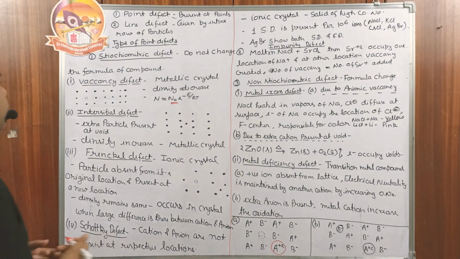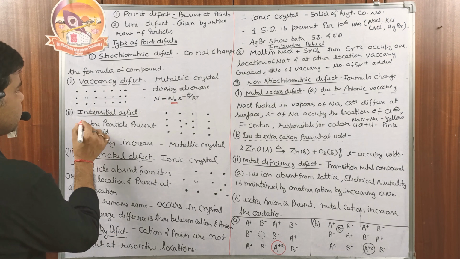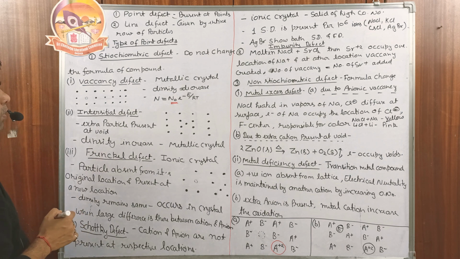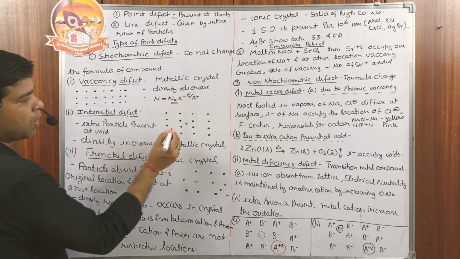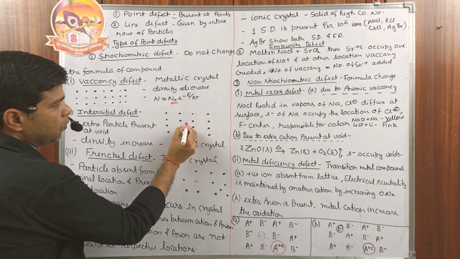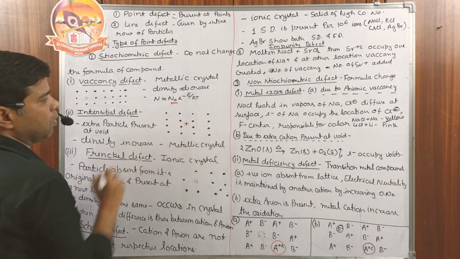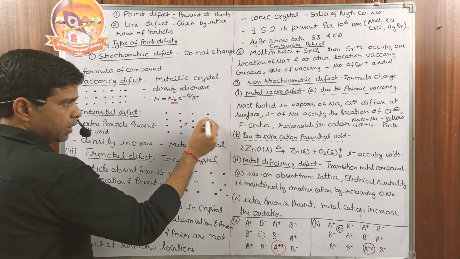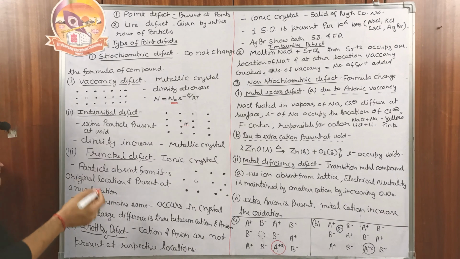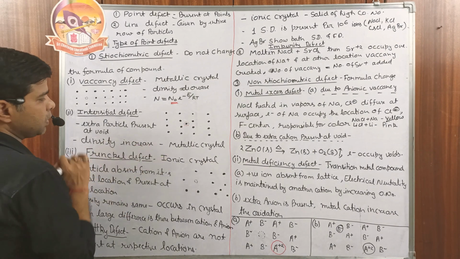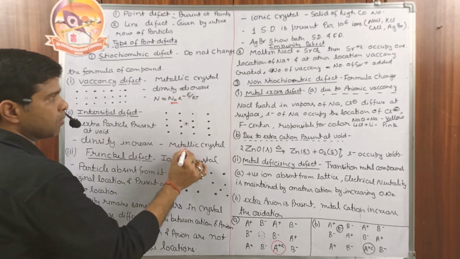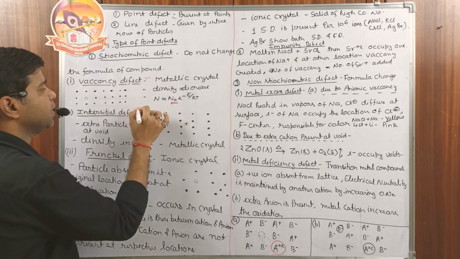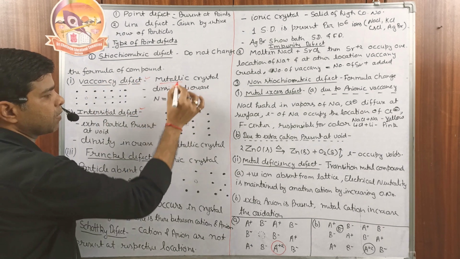Then next we have the interstitial defect. What happens in the interstitial defect? Some extra particles are present at the void location. So what happens due to that? Density increases. It is this vacancy defect and interstitial defect, both of these defects are present in the metallic crystal.